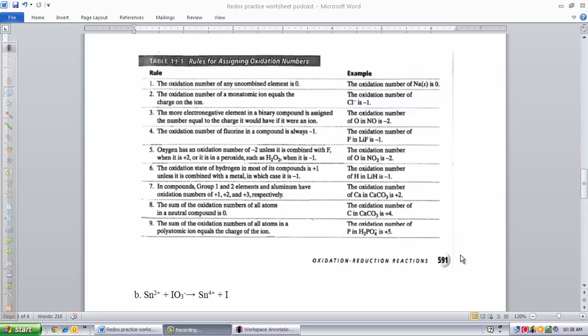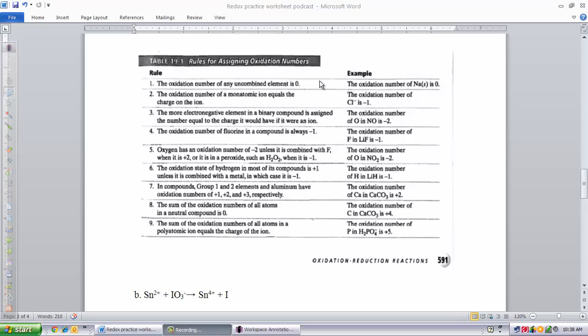Today we're going to talk about oxidation-reduction reactions, or redox for short. Specifically, we're going to talk about how to combine half reactions to balance a reaction. First, I want to point your attention to table 19.1. This is from the textbook, and it's on page 591.